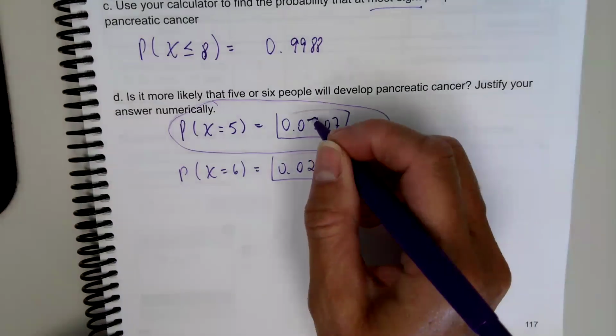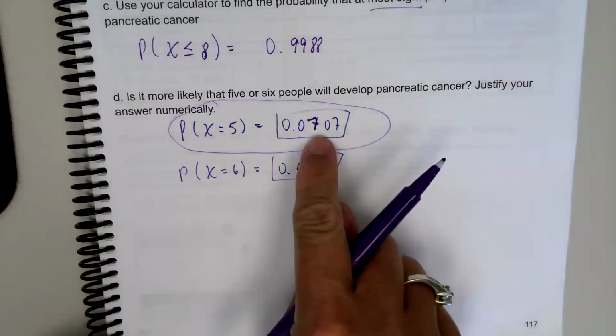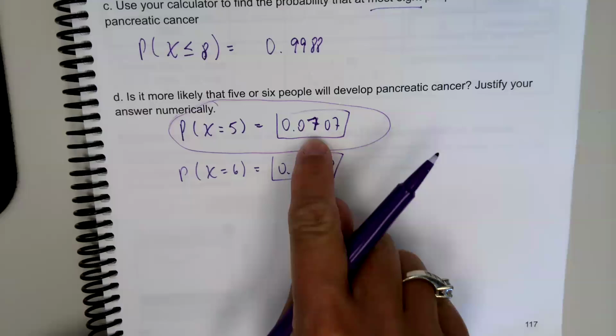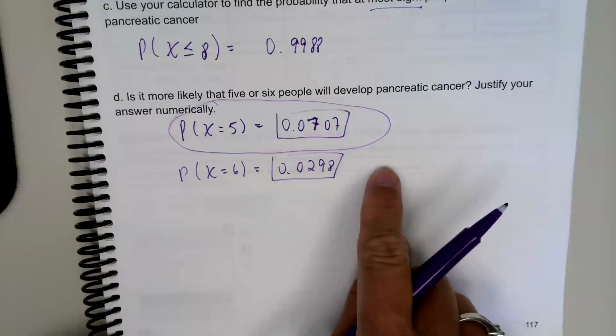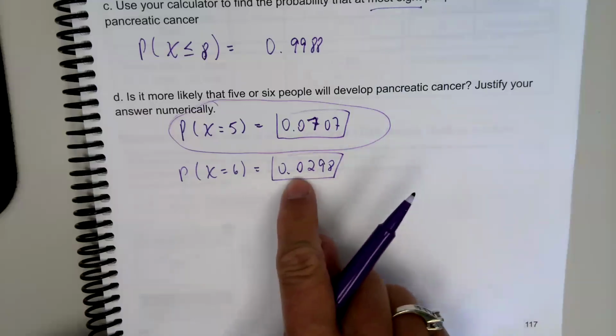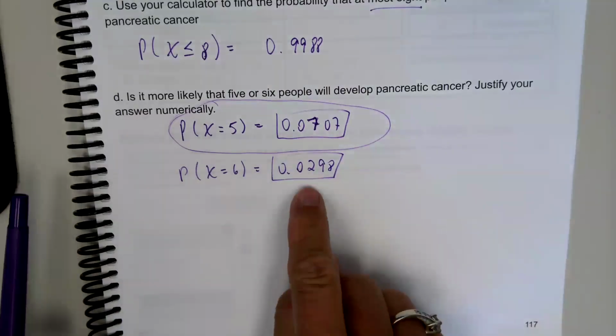So having 5 people develop it is not unusual because it's still bigger than 5%. It's 7%. Having 6 or more develop it is only about 3%. So that is considered unusual.